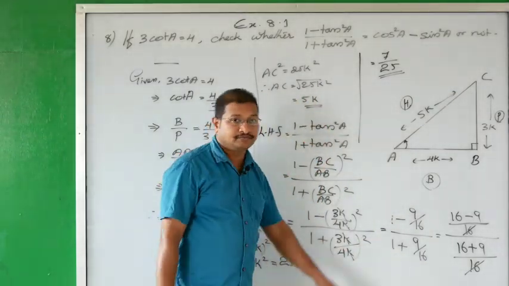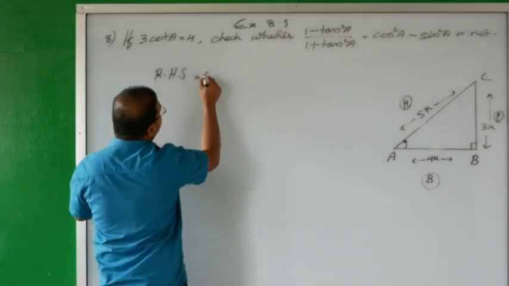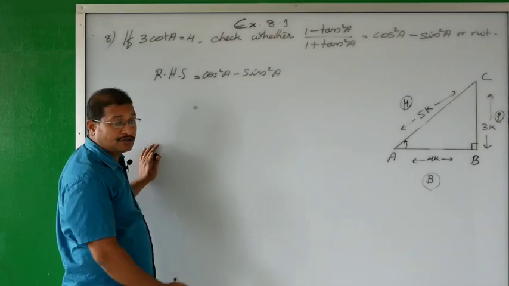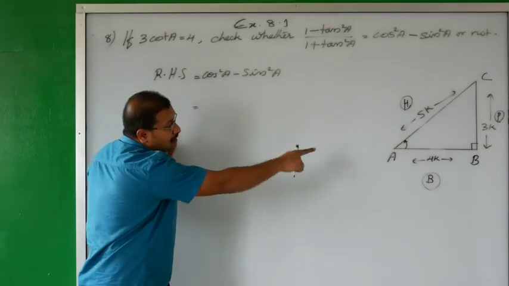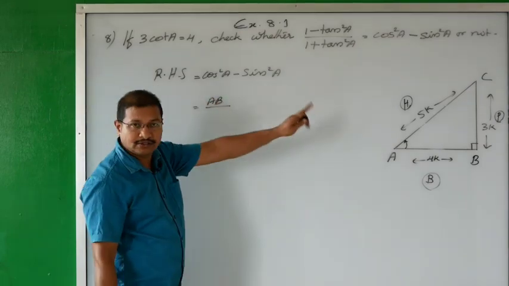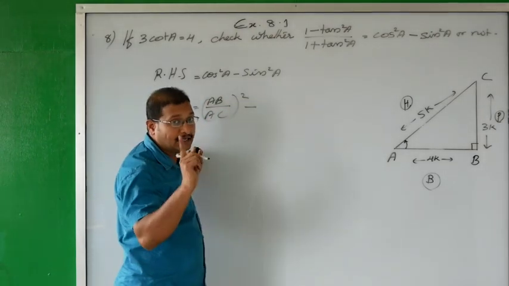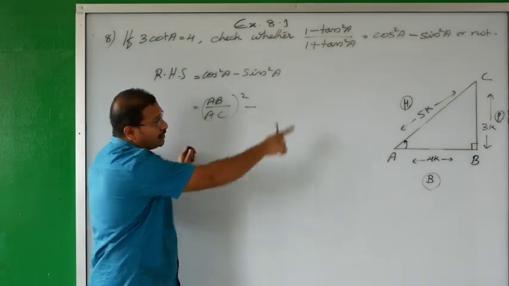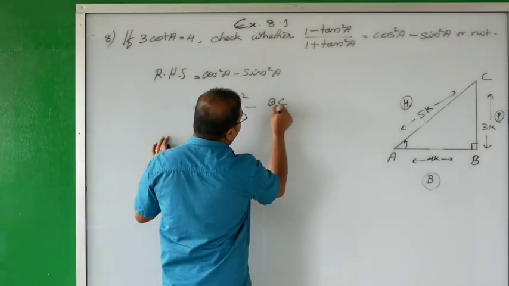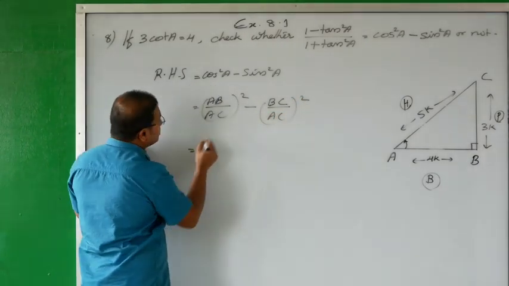Let's see the RHS now. Ready? So RHS equals cos square A minus sin square A. What is cos? Base by hypotenuse. Base means, according to this diagram, base is AB. So AB by hypotenuse, AC, the whole square, minus sine. Sine is perpendicular by hypotenuse. Perpendicular, according to this diagram, is BC. So BC by hypotenuse AC, the whole square.